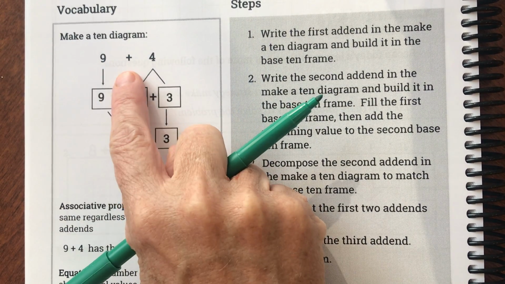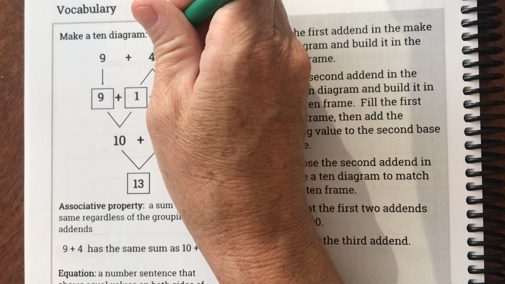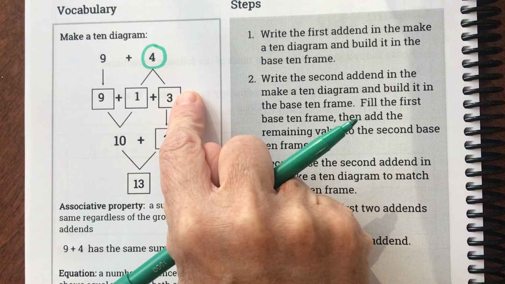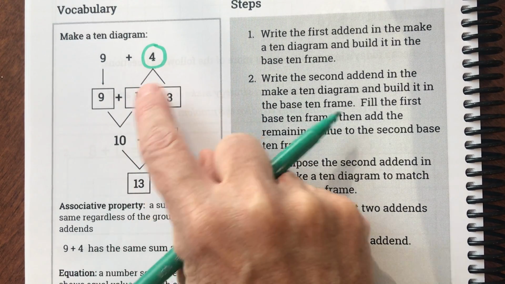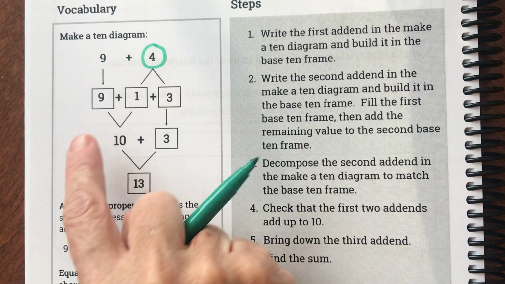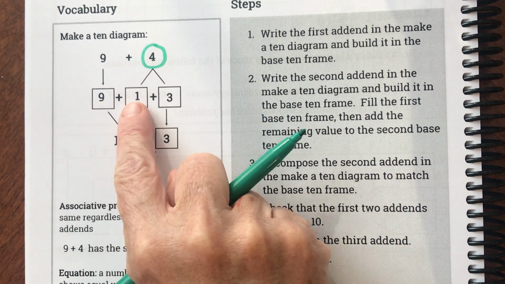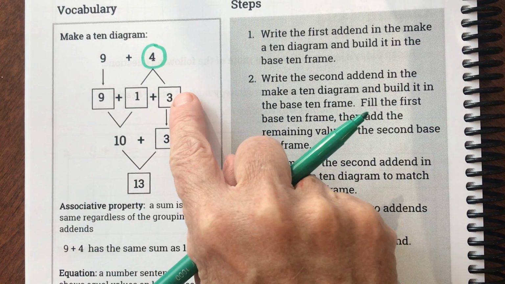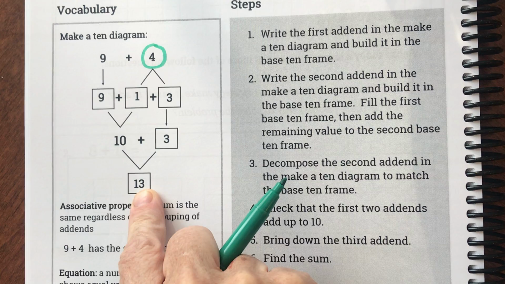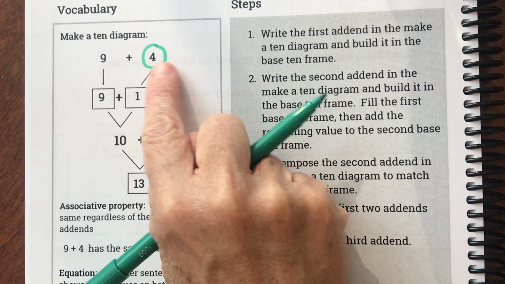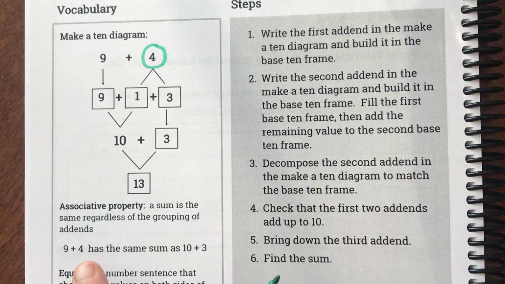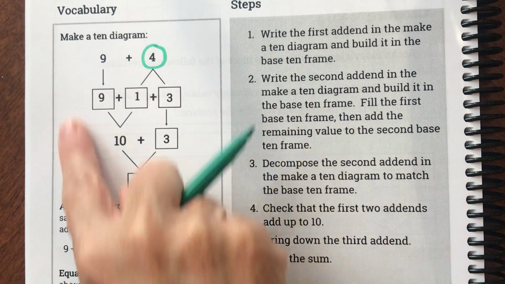So in a make a 10 diagram, we took one of the addends and they've split it up into 1 plus 3. So they broke up or decomposed one of the addends. And then they added 9 plus 1, gives you 10. And then they added 3 and gets 13. Now, I could have just added 9 plus 4 and I would still get 13. But the associative property is what allows me to do this.